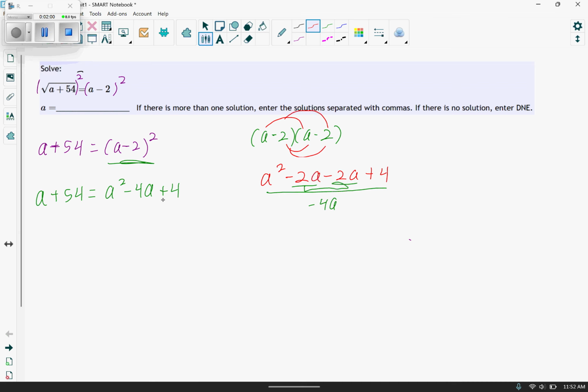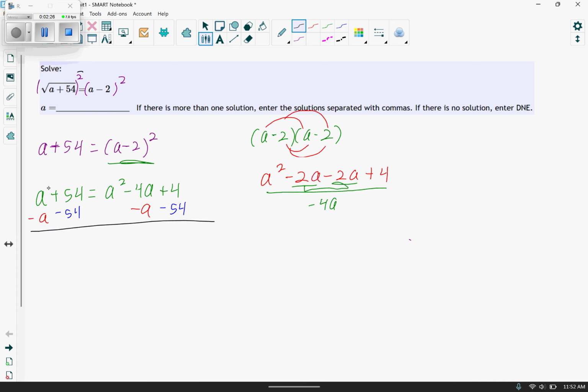That's what I have. But in order to solve this, typically we like to set it equal to 0 and then manipulate it from there. So that's what I'm going to do. I'm going to subtract a on both sides, because I do have a common variable on both sides. And then also, I might as well take care of this now too. I'm going to subtract 54 from both sides.